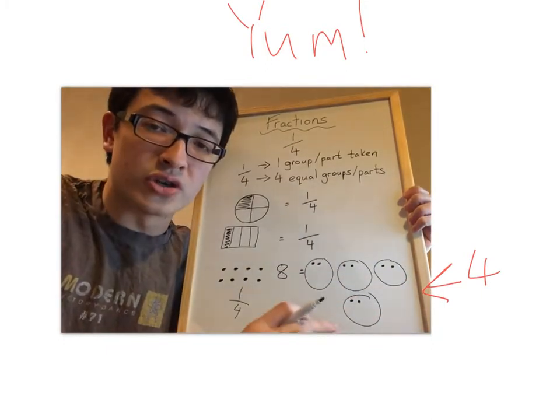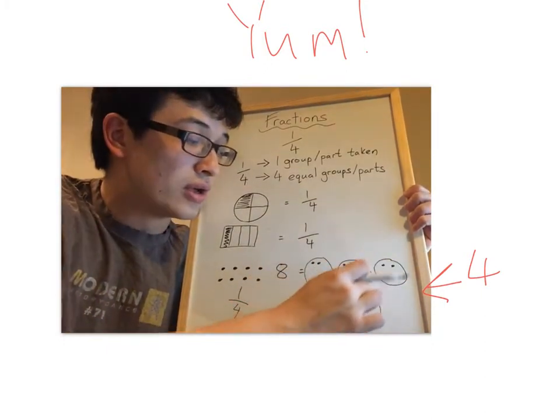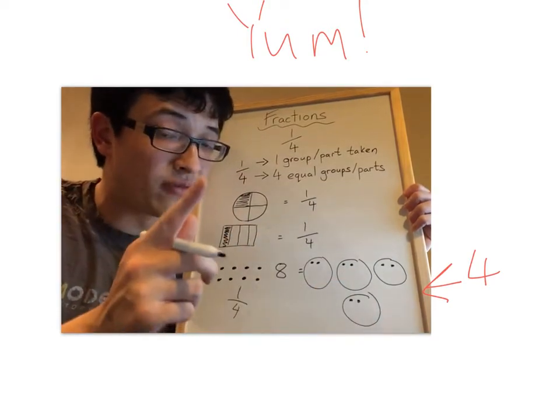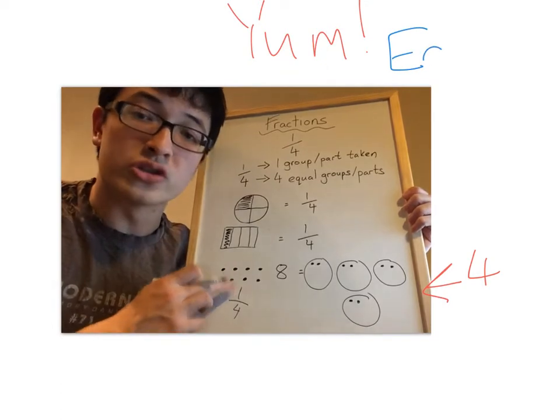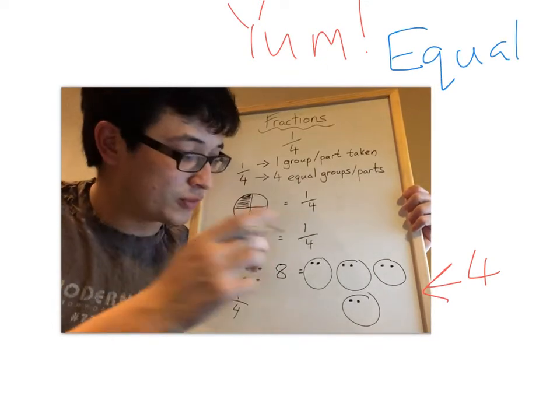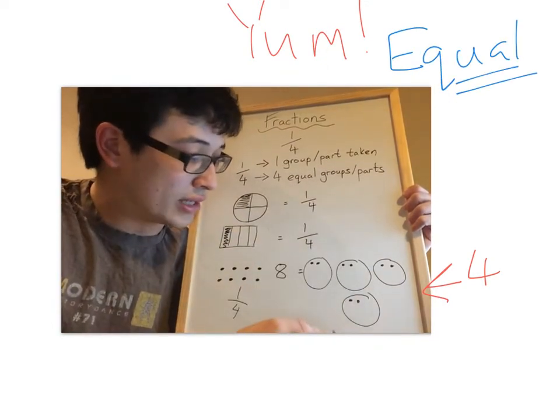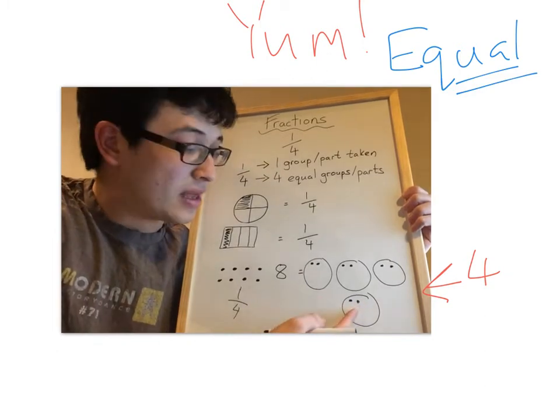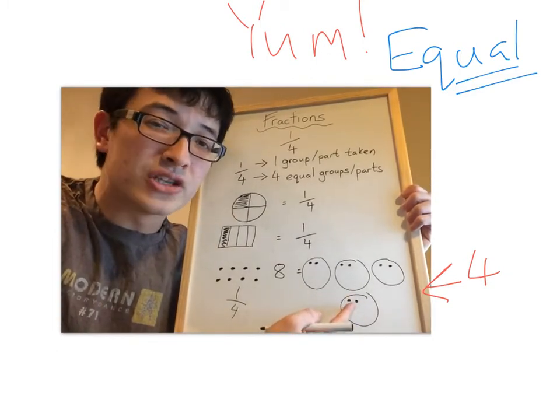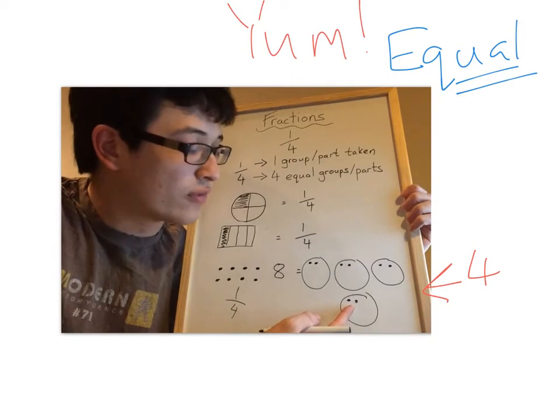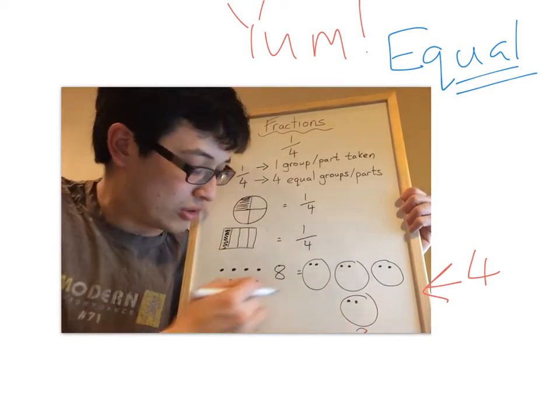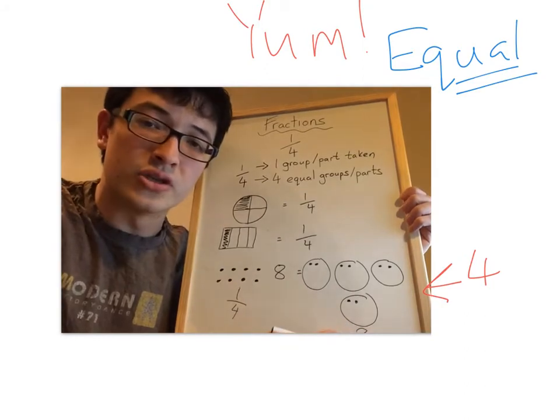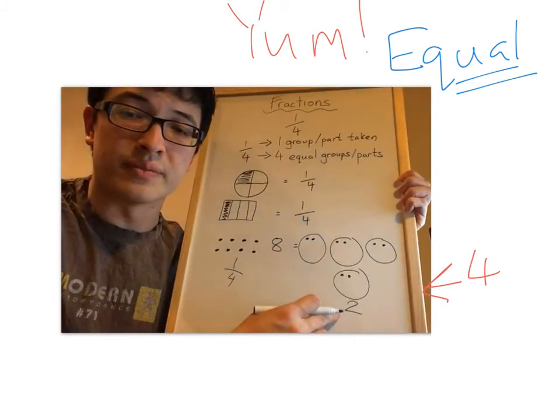And a good way to make sure you're doing this right is each group should be equal. That very important word, equal. And now we look at the denominator and we want one of those groups. So let's just choose this one. Okay, so in that one group, how many lovely chocolate chips do we have? We've got 1, 2. So, a quarter of 8 is 2. If you can see that, there you go.